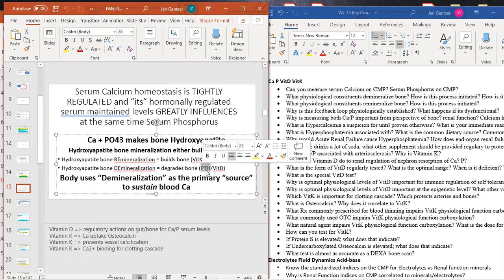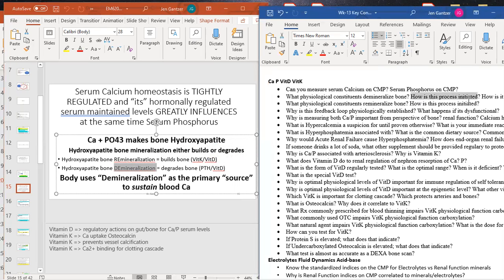Why is that important? That's important because when PTH and vitamin D act to break down bone, to demineralize bone, it's doing this to drop calcium into the serum. Remember the stimulus. How is this process initiated? What is the stimulus for PTH and active vitamin D? It's a drop in serum calcium.